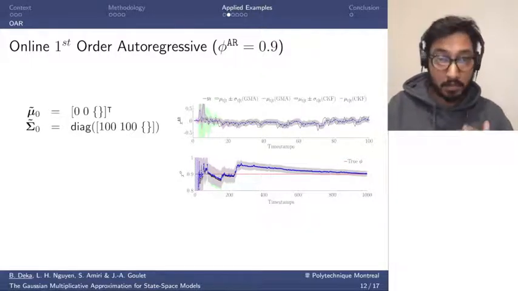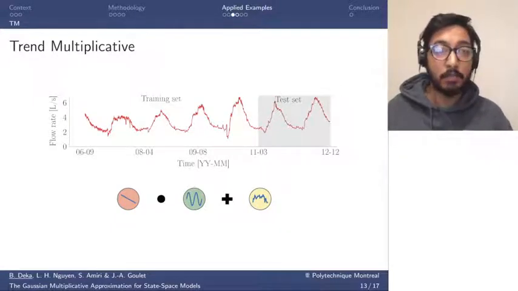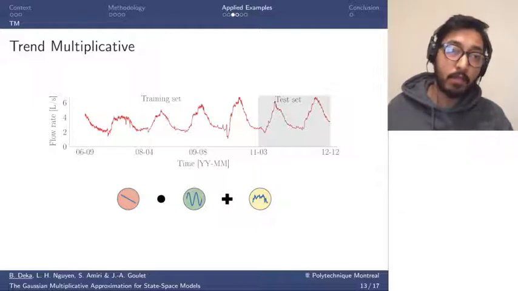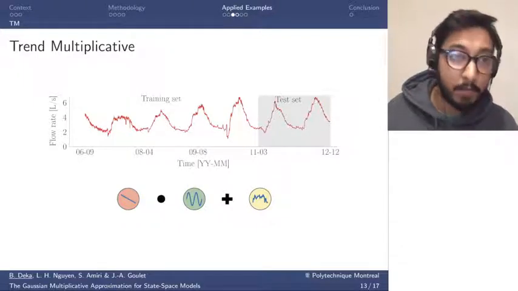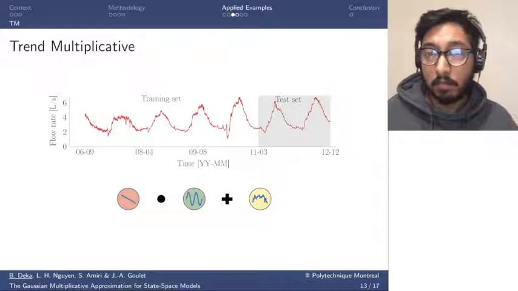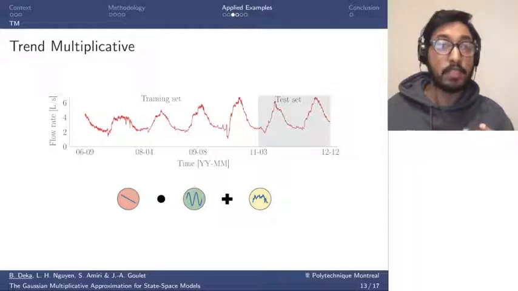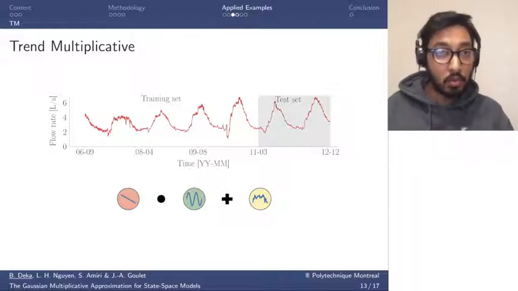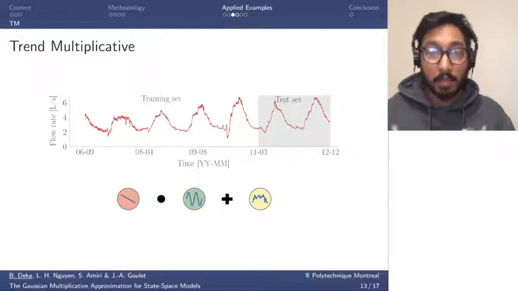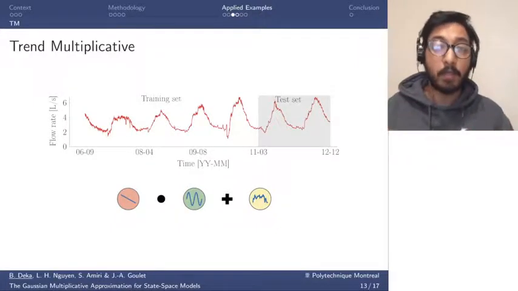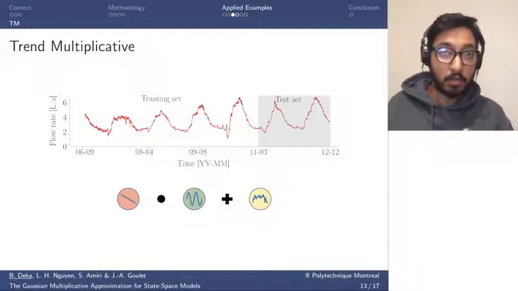Moving on from this example, let's look at some real life datasets or SHM-based datasets that we have. Here I present a flow rate dataset, which is from 2006 September to 2012 December. If you look at this dataset, you'll see that the amplitude grows over time. So we have to model it using a process that has the multiplication of a local trend times the periodic, plus the residuals that you also see on the observed time series.